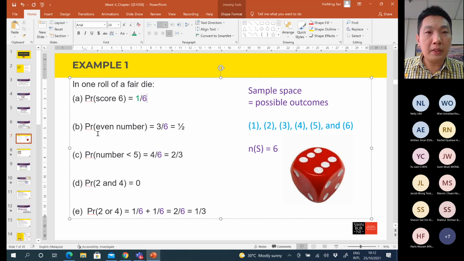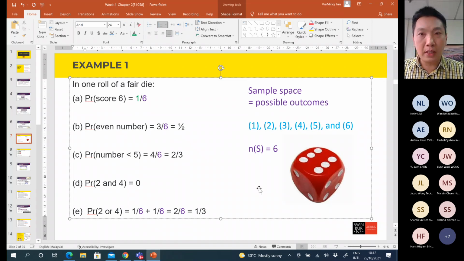What is the probability that an even number will be obtained? What is the meaning of even number here? An even number means any number that can be completely divided by 2. Examples of even numbers in this case are 2, 4, and 6.